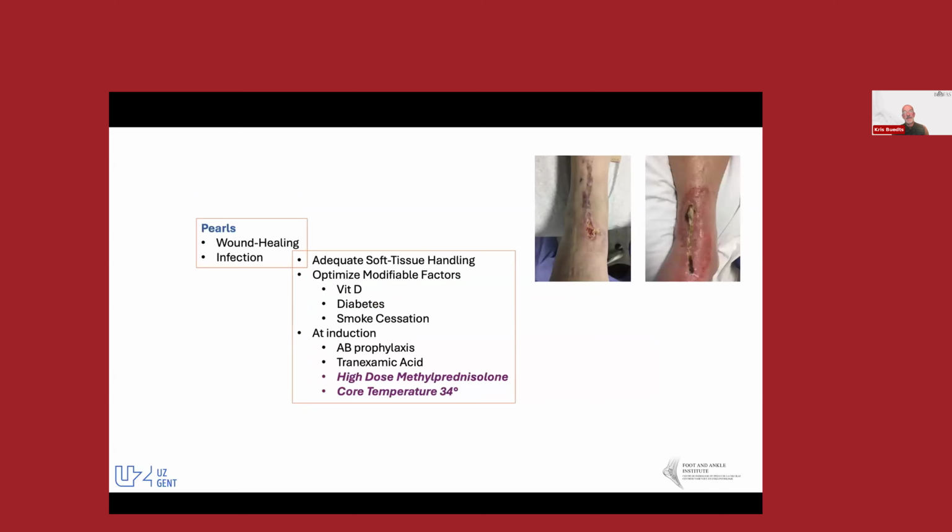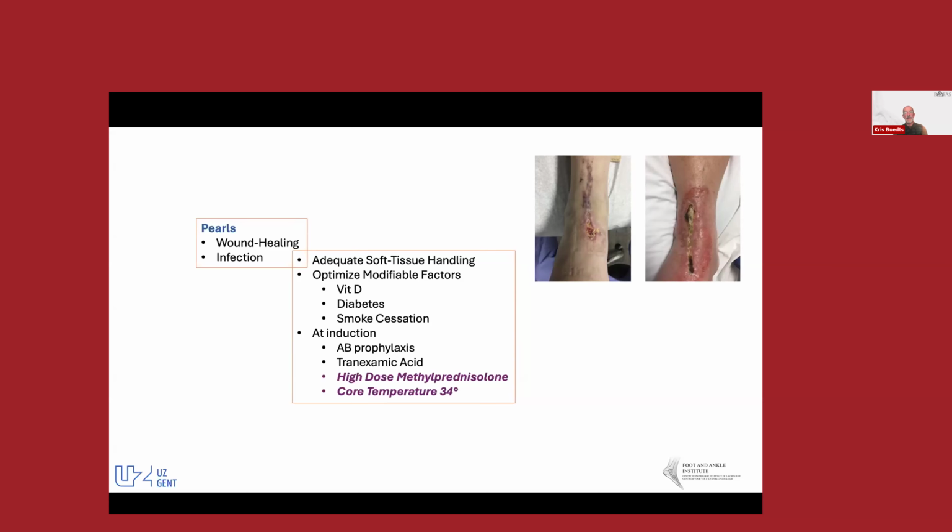implant. What we fear the most in complications is probably wound healing and infection. How we deal with it is by trying to have adequate soft tissue handling. Think about the incision that you make and where you make it. In pre-op, you try to optimize the modifiable factors like vitamin D, diabetes, and smoking cessation. And at induction, we will use, as probably everybody does, antibiotic prophylaxis and tranexamic acid, but we also give a high dose of methylprednisolone at induction, like 150 milligrams of Solu-Medrol, so that we prevent per- and post-op swelling and give better pain control for your patient.